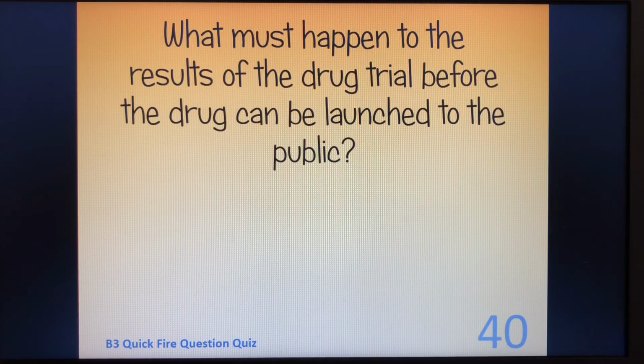Question 40 is the last question if you are combined science. Then we go on to the triple questions. What must happen to the results of the drug trial before the drug can be launched to the public? So we've done the drug trial, we've written up the results. We can't just say, yes, it worked, let's put the drug on the market. We must do something with it first. What do we do?